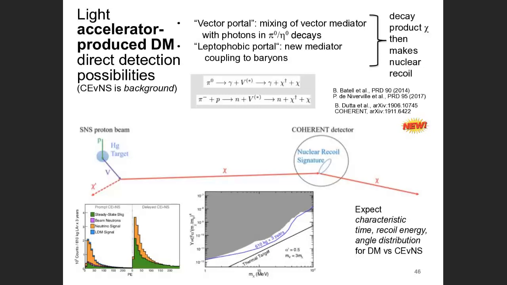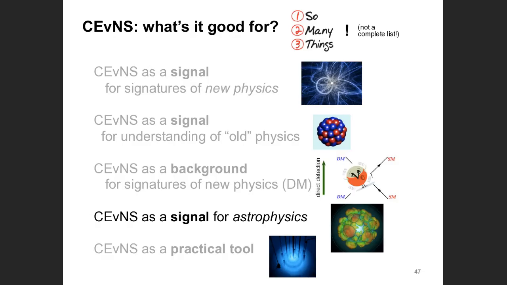One thing I'll mention also, this is another instance of CEvNS being a background, is for accelerator-produced dark matter. In fact, this is something we've been spending a lot of time on recently. And I won't say too much about it, but there's more coming out soon, where the idea is you can create dark matter in a neutrino source that you're using for CEvNS measurements, and there are different models. You can have a so-called vector portal, mixing of a vector mediator with photons from decays in the source, and then what you end up with is a particle that creates a recoil that looks just like CEvNS. And so this is another interesting thing. This is maybe a bit of a diversion, and I won't come back to it, but you will see more about this in the literature later.